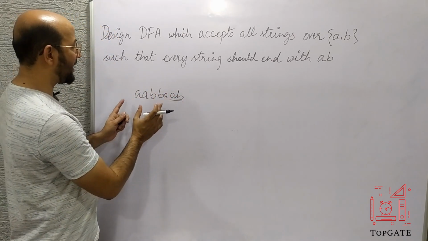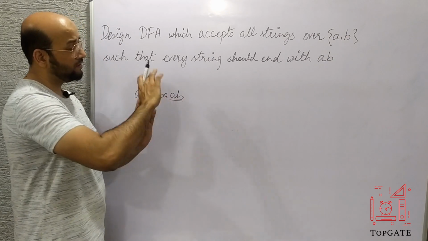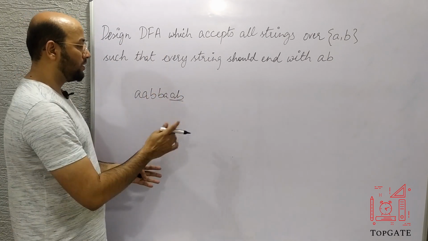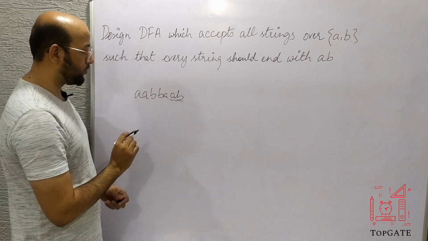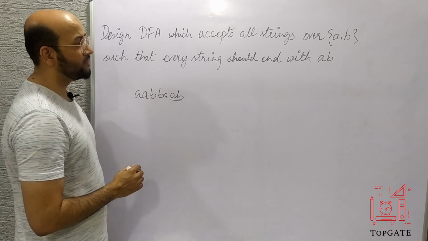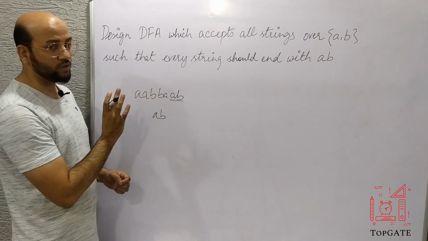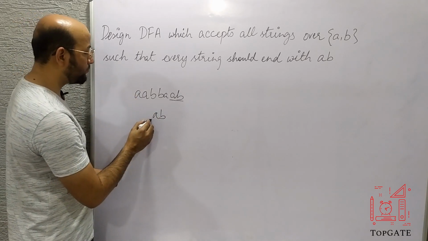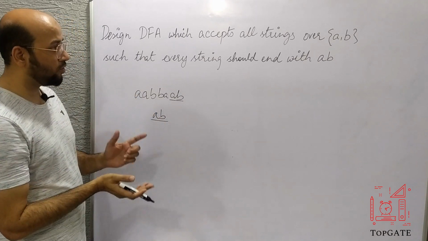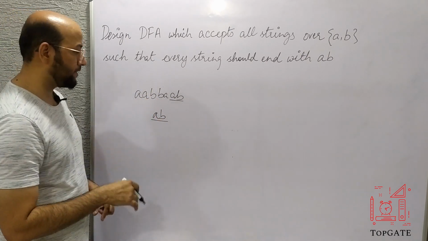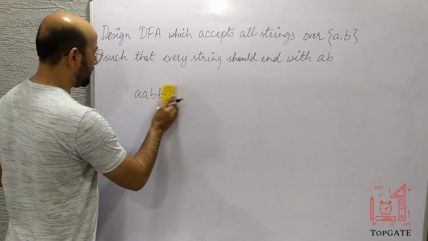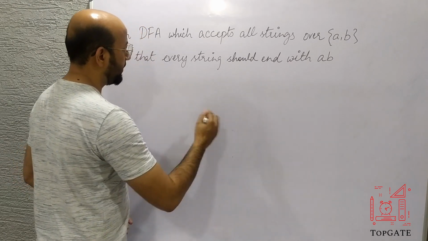Every string should contain AB on the right hand side, that is, finally it should end with AB. The shortest possible string in this case can be AB only. Why? Because it is ending with AB. So we'll design a DFA for this AB, and then all the other options will be added into that. So let's design a DFA for this one.